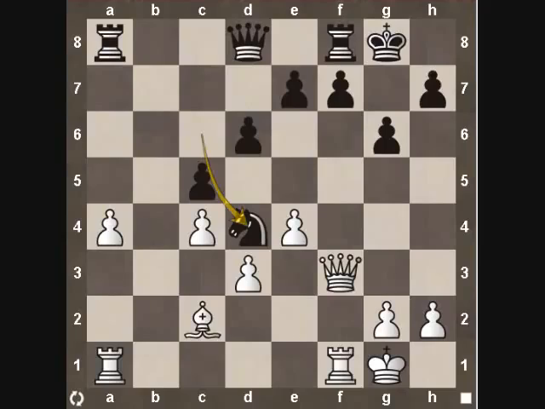So those are the three things you need to remember when thinking about trading. The first one is if you're up a great deal in material, trade down to a winning end game. Just simplify things for yourself. Two is if you have a spatial advantage, you should not trade down, and if you have a spatial disadvantage, you should trade down. And the last one, if trading down will make one of your existing pieces more powerful, then go ahead and trade down.